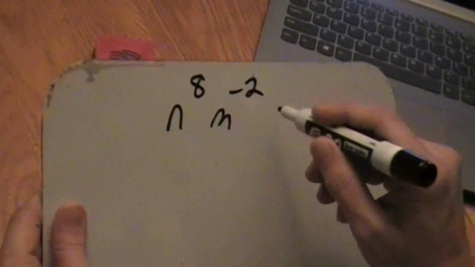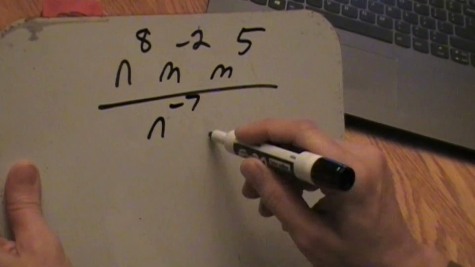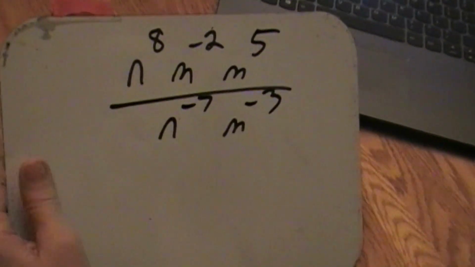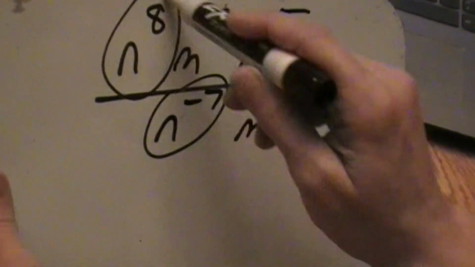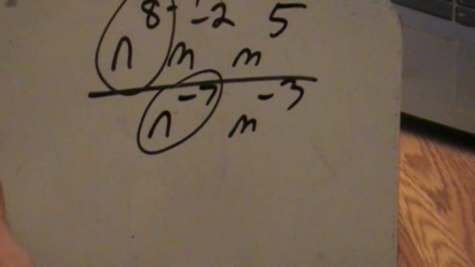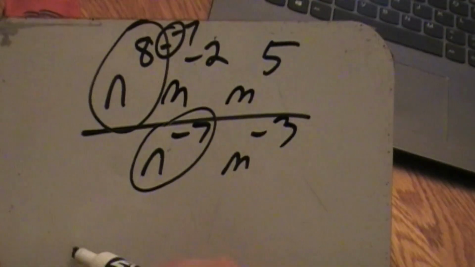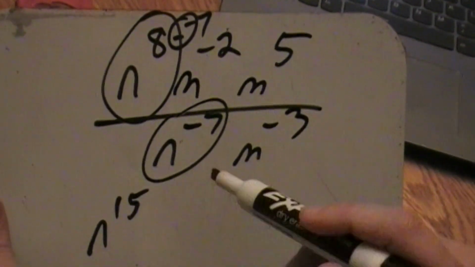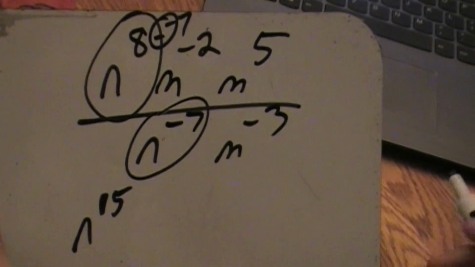m to the negative 2, m to the 5th, over n to the negative 7, m to the negative 3. So n to the 8th, n to the negative 7, larger exponent, you subtract the smaller exponent. So 8 minus negative 7 gives you 8 plus 7, which is n to the 15th power. Always put the exponent where it's positive, so correctly place it. And then those are gone.